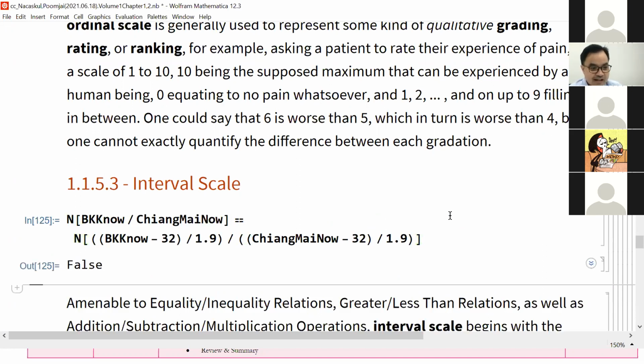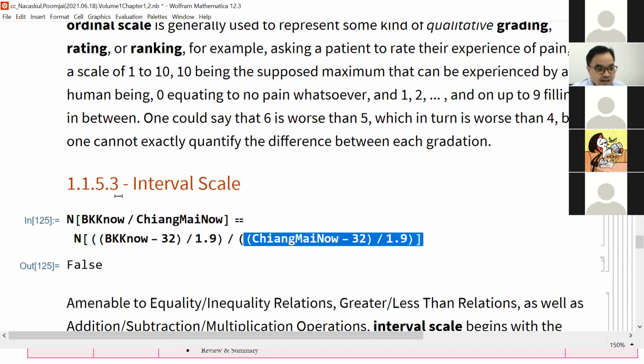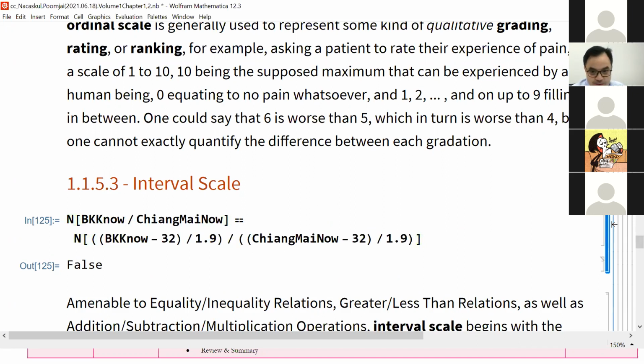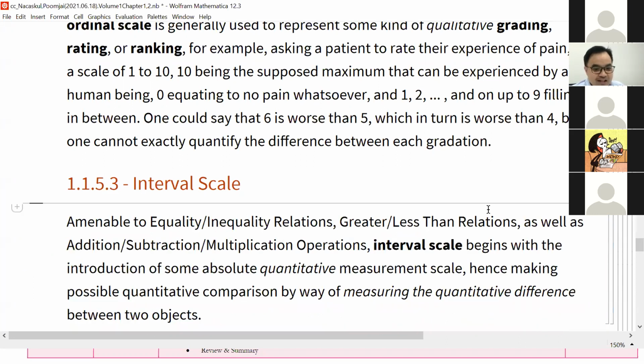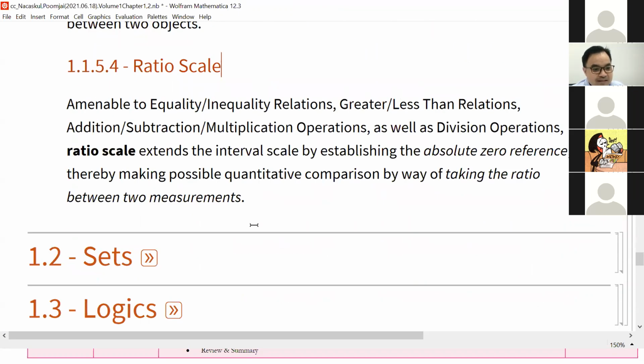False, right? This is Bangkok in Fahrenheit. This is Chiang Mai in Fahrenheit. This is in centigrade. This is in centigrade. You can't do division, so you can't do ratio. For that, you need a ratio scale. And this ratio scale only makes sense if you have absolute zero. Now, in temperature, there's an absolute zero, but it's not Fahrenheit, it's not centigrade, it is Kelvin.